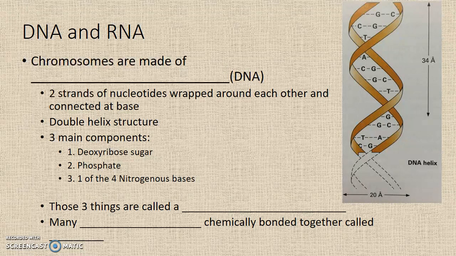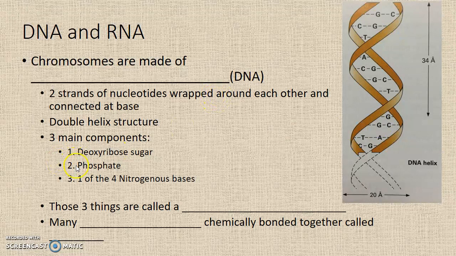DNA is comprised of 2 strands of nucleotides wrapped around each other in a double helix structure, just like this picture here on the side. It has 3 main components: a sugar, a phosphate, and one of the 4 nitrogenous bases. You can see those bases are A, T, G, and C. If you get into more advanced or upper level classes, there's actually a U also, but for our purposes, we'll just consider it 4 nitrogenous bases.